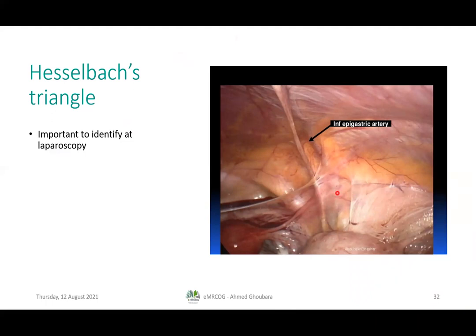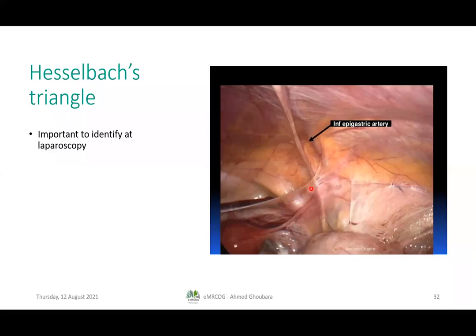So what is this point? The point where the round ligament will vanish through the abdominal wall to enter the inguinal canal. Tell me in the chat box, please, guys, quickly. What is this point? Deep ring, perfect, Dr. Samuel, perfect. So this is the deep inguinal ring.